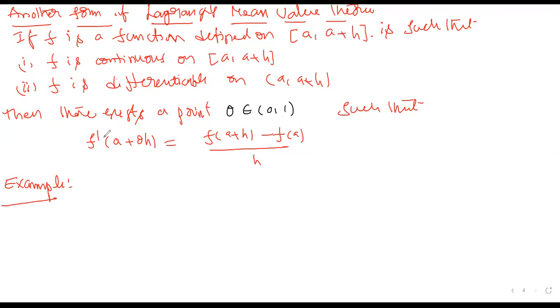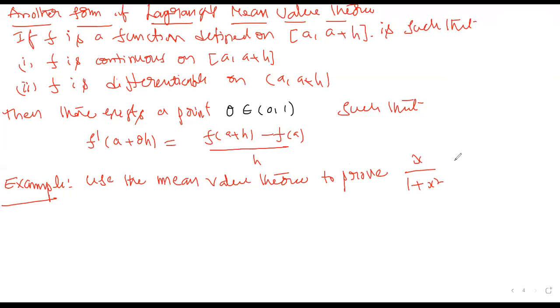Use the mean value theorem to prove x by 1 plus x square is less than tan inverse of x, which is less than x, if x is positive, x is greater than 0. This is the problem. Already I told you what the hint is here.